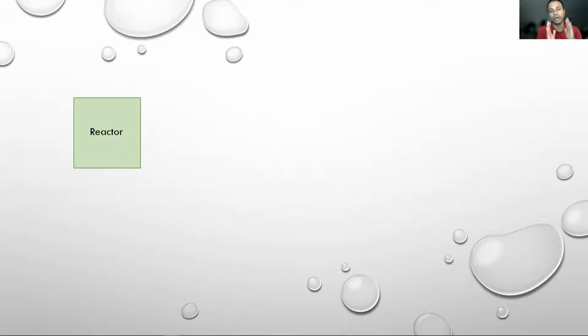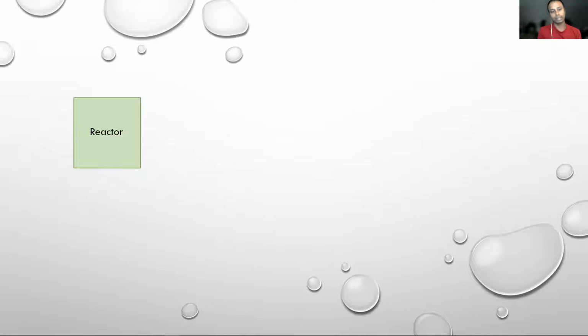So if you have a certain amount of reactants, each part, or each domain, of the reactant is considered to be at the same thermodynamic state. And inside the reactor, you can conduct a reaction, which will form a product.